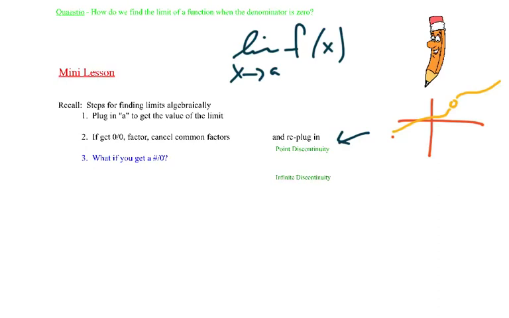But there's another possibility. If you plug in and instead of getting 0 over 0, you could get a number over 0. So let's say you got 4 over 0, -2 over 0, 10 over 0. That is no longer a point discontinuity, that is an infinite discontinuity. And an infinite discontinuity was when we had our vertical asymptotes. So if we get a number over 0, that means that we have some sort of vertical asymptote that we are dealing with.